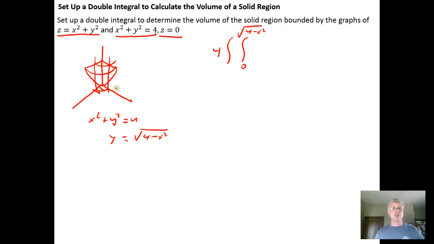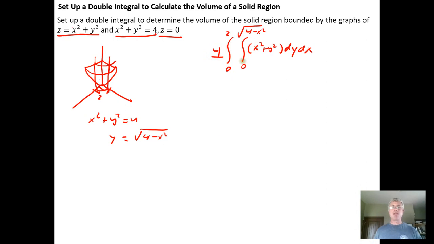And then this is a circle of radius 2, so in the x direction we would be running from 0 to 2. The surface above is the paraboloid, so it's x squared plus y squared. The surface above, and then I integrated with respect to y first and then with respect to x. So there's a setup for that integral, taking advantage of symmetry.